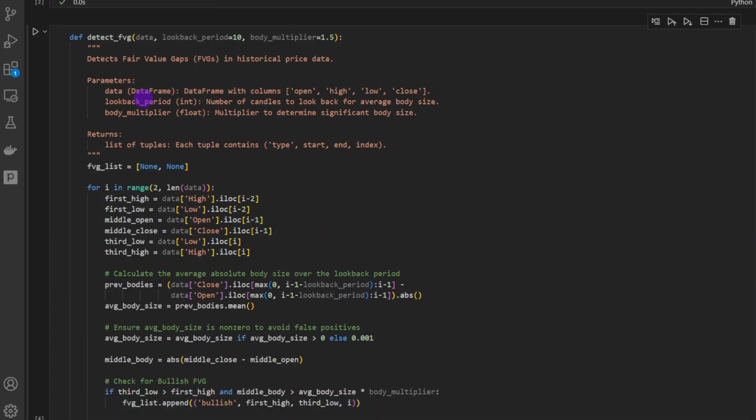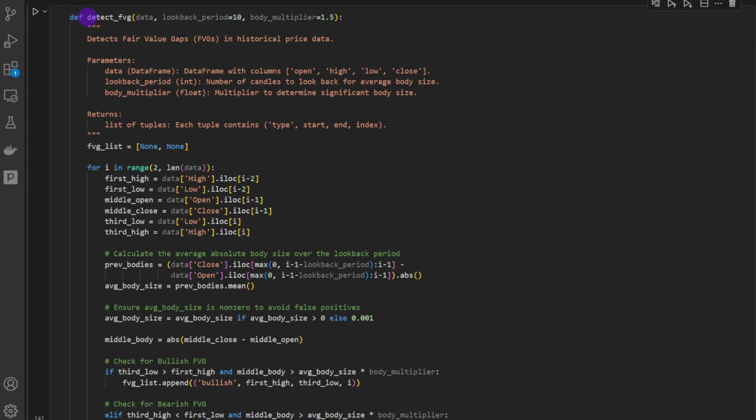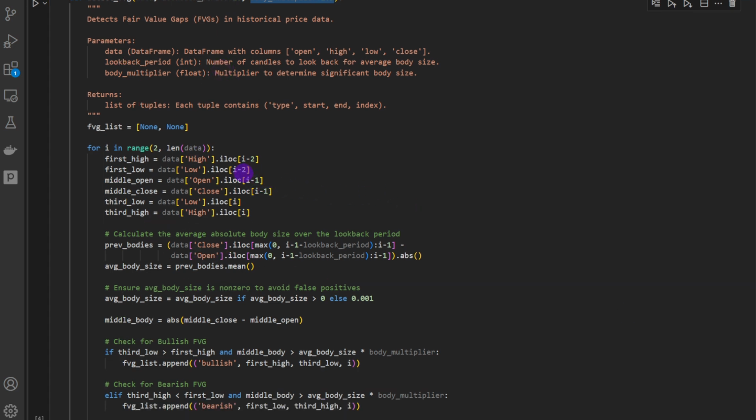And this is where the magic happens, actually. I'm defining a new function named detect_fair_value_gap. It takes a data frame, it takes a look back period of 10 candles by default, and a body multiplier of 1.5. We're going to explain these parameters within the function. First of all, we're going to compute the signal if we have a fair value gap in a list. So this is where I'm going to append the fair value gap occurrences, and then we're going to add these as a new column into the data frame.